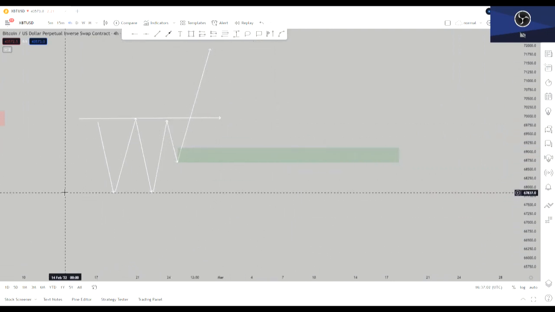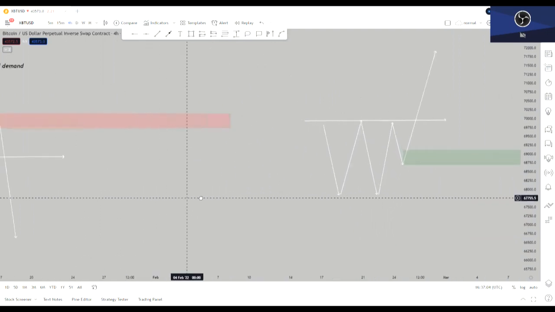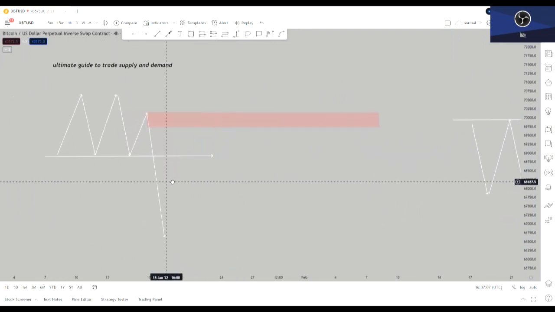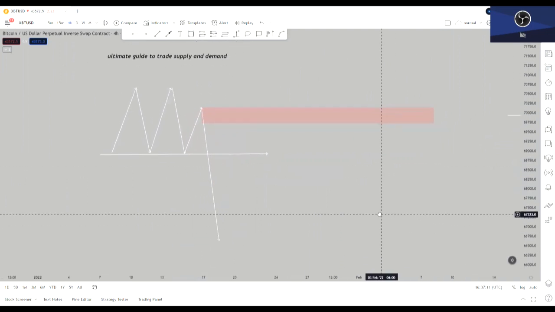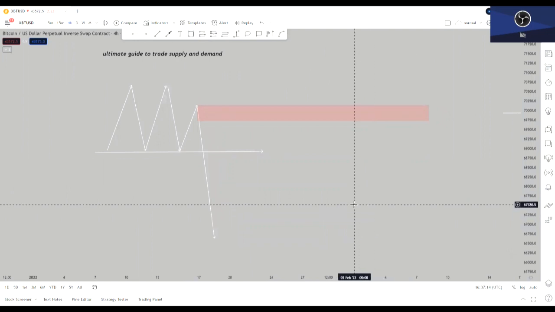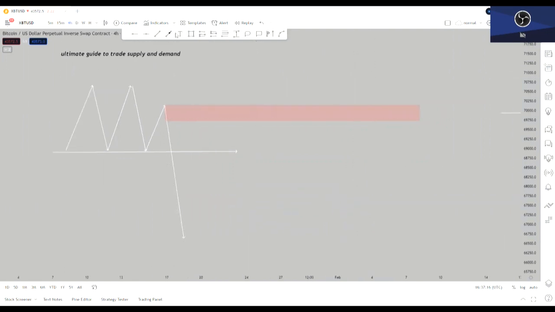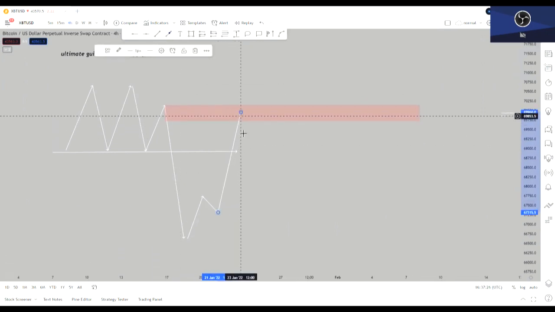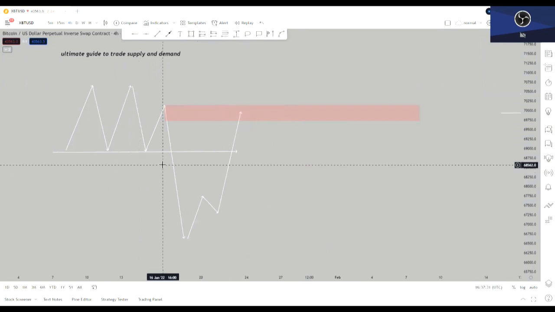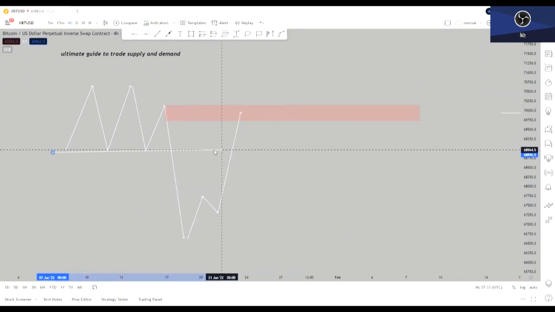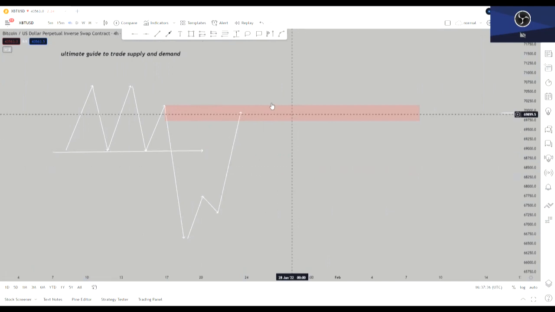Okay, so let's first start with the supply zone. If we have a supply zone, how can we take advantage of it and get good trades from a supply level? What you want to do is see price coming back into that supply area. Okay, so if price comes into that supply area and respects some of your entry rules, whatever you want to use. Okay, there are multiple ways of doing this.